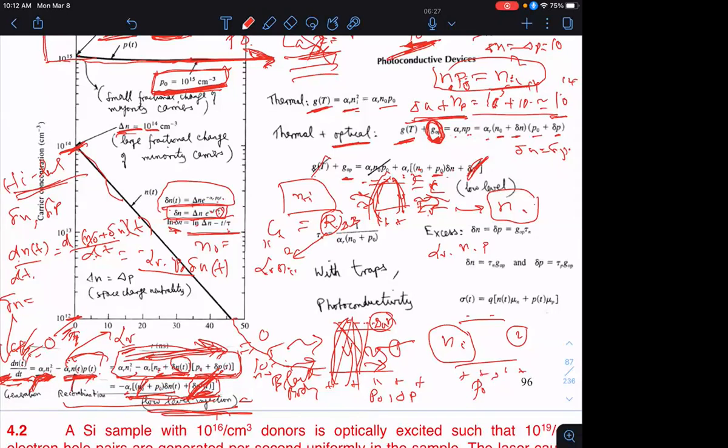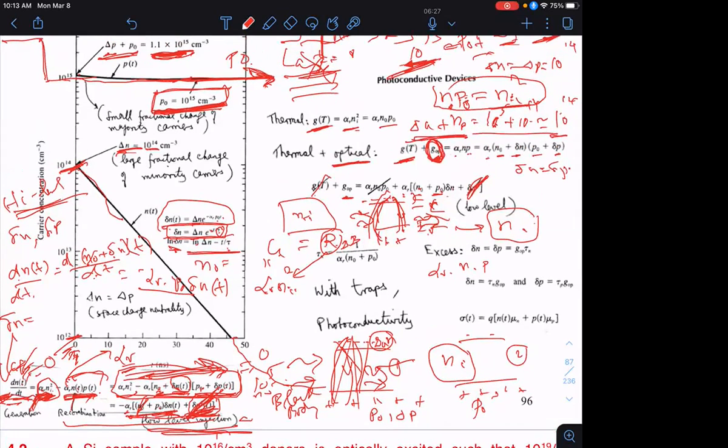Now, if you work out this product of n times p, you'll see that the n naught times p naught gives you ni square, which cancels with the generation term, alpha r ni square. You can also ignore the n naught with respect to p naught because the minority carrier concentration is much smaller than the majority carrier concentration. Now, you'll have a linear term, delta n, plus a quadratic term, delta n square. The term low-level injection means the light intensity is so low that the injected carrier concentration is very, very small, in which case you can ignore the delta n squared term, the quadratic term, which makes the problem very simple. It's just a linear equation.